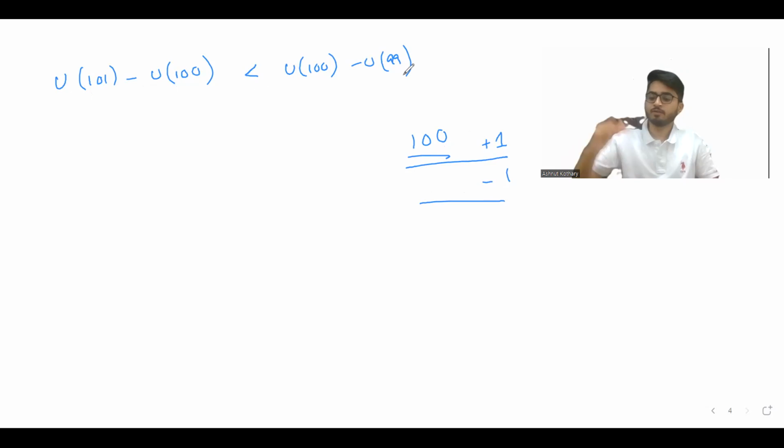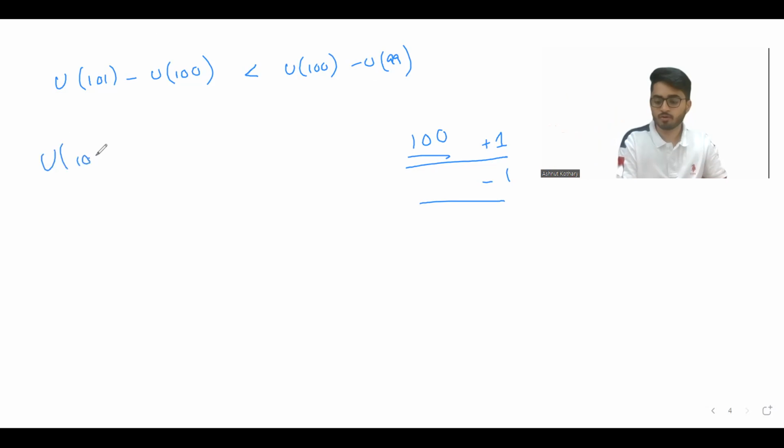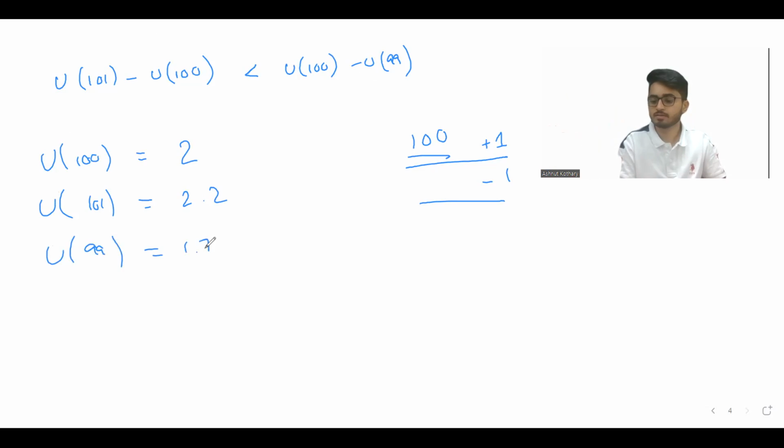Can you visualize it in this way? When we are moving from 99 to 100, we are getting a certain increase in utility. Now, when I move from 100 to 101, this increase in utility is going to be less. Let's say utility 100 was 2, utility 101 is 2.2, and utility 99 is 1.75. When my wealth increased by 1 unit, my utility increased by 0.2. But when my wealth decreased by 1 unit, my utility decreased by 0.25, more than 0.2. That is my point.